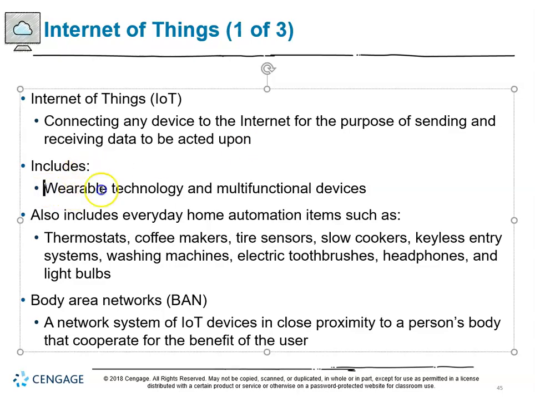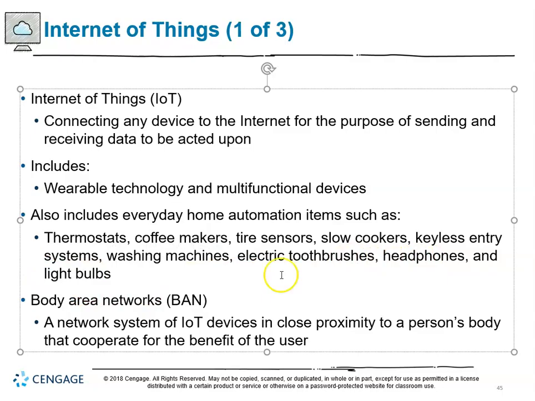It includes wearable technology and multifunctional devices. It also includes everyday home automation devices. I mentioned refrigerators. Well, it doesn't end there. Also thermostats, even coffee makers, tire sensors in your car, slow cookers. Think about that. How great it is to start up your crock pot while you're still at work before you get home so that the food's ready when you finish your commute. Keyless entry systems, washing machines, even electric toothbrushes, headphones, and sure enough, there's the light bulbs.